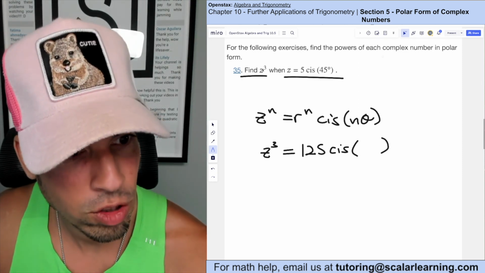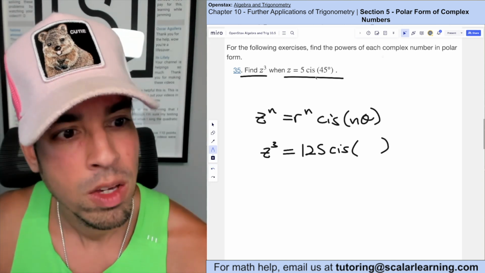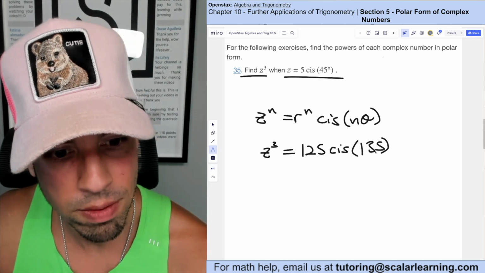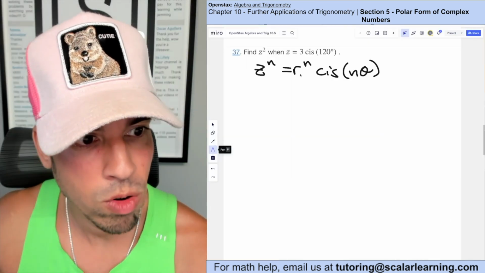And then again, that's 3. So 3 times that 45, that's what we're doing there, multiplying it by the theta. 3 times 45 is 135. That's how you do it. Boom, done.